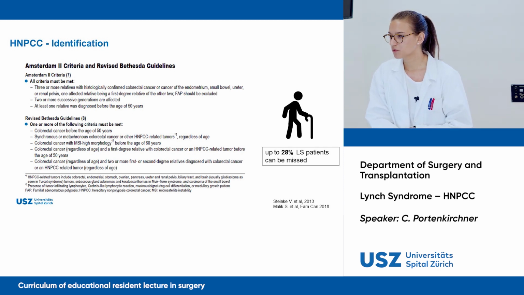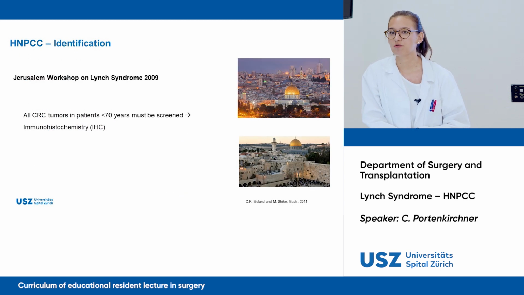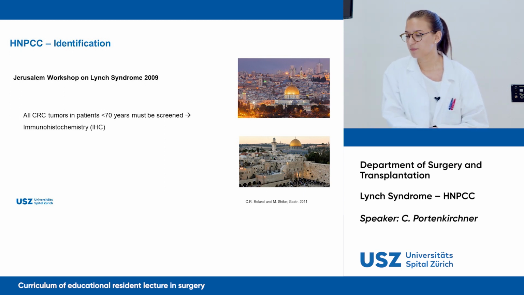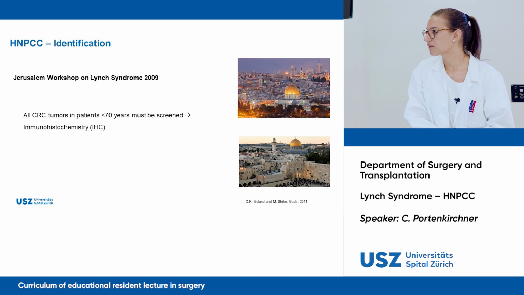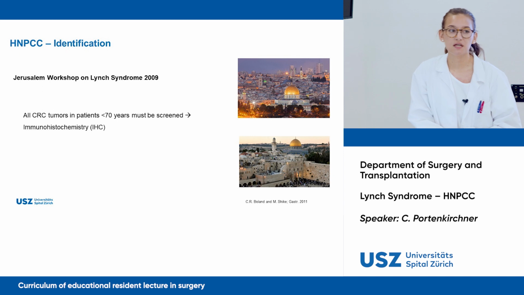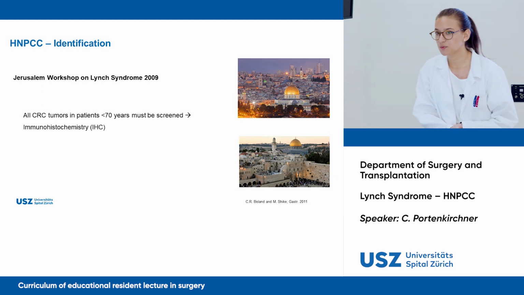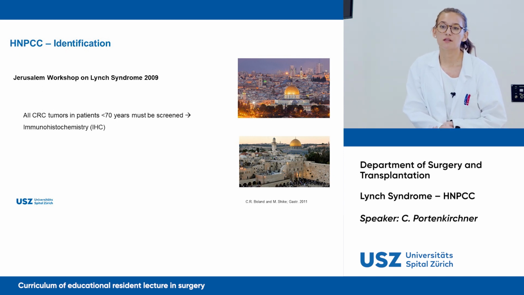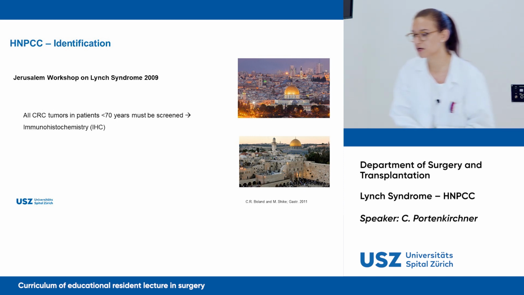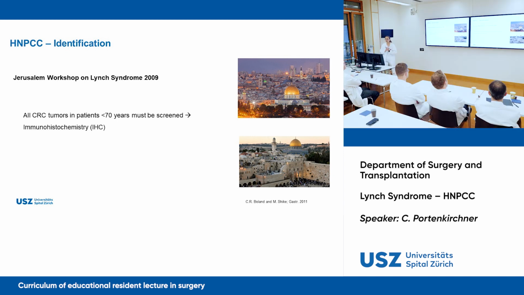So there was a working group of these experts, as well as other Lynch syndrome experts. They met together in Jerusalem in 2019, and they talked about this topic, and the conclusion was that every patient with colorectal cancer under the age of 70 must be screened with immunohistochemistry. They also made a conclusion for surveillance. We will come to this later. So now we know about Lynch syndrome, and we know how to identify them with immunohistochemistry.